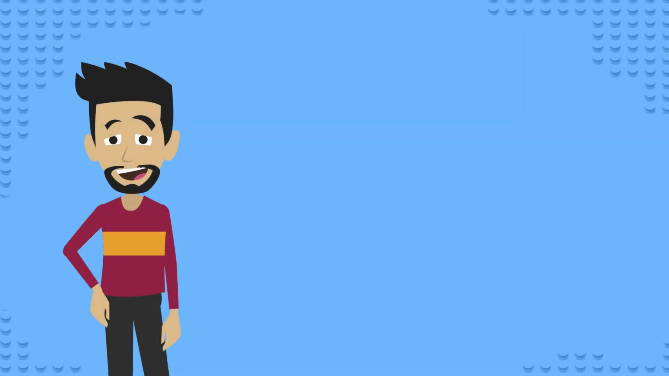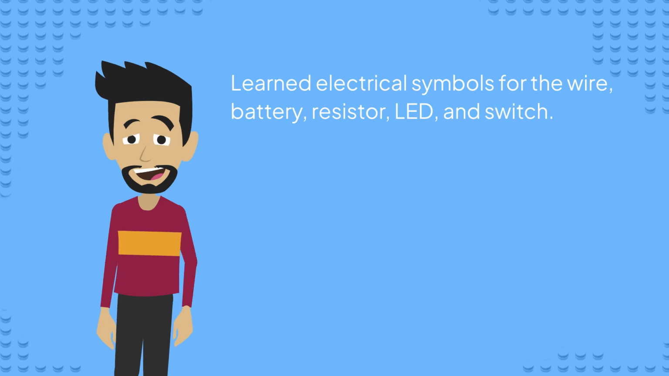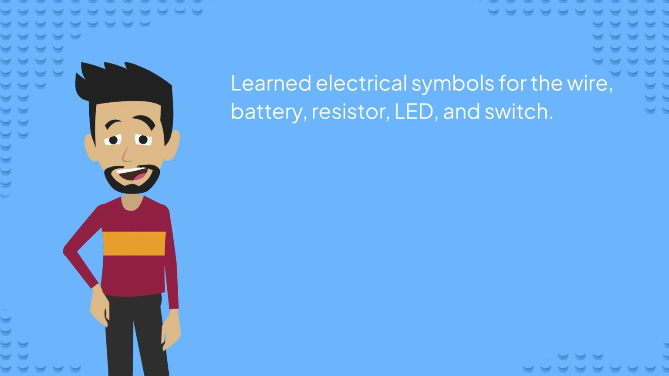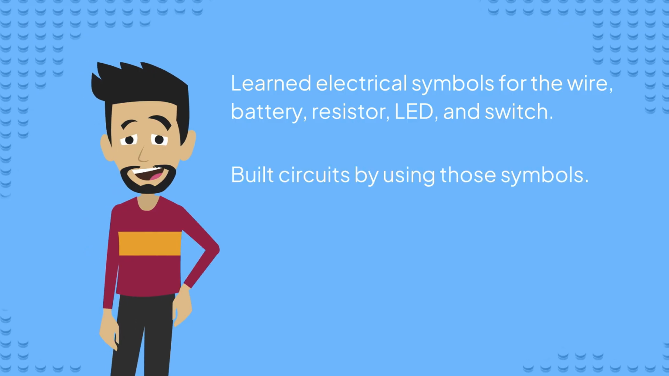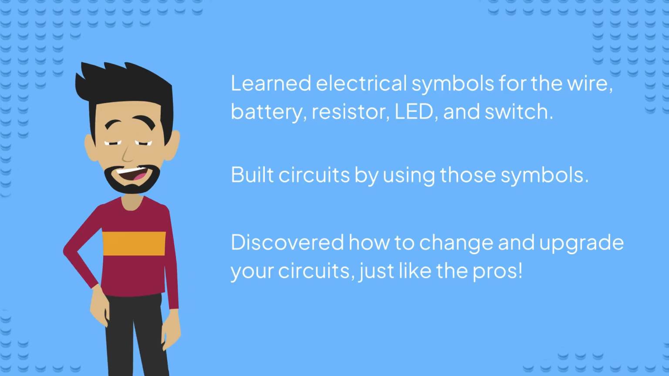Awesome work! Let's go ahead and review what we did. You learned the electrical symbols for the wire, battery, resistor, LED, and switch. You built circuits using these symbols. And you learned how to change and upgrade your circuits just like the pros do.